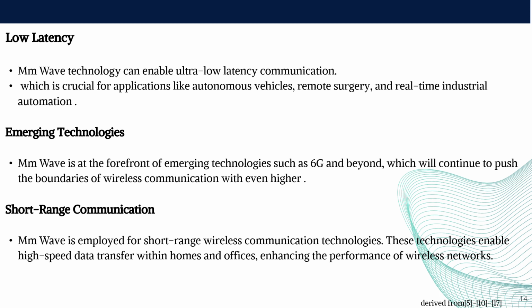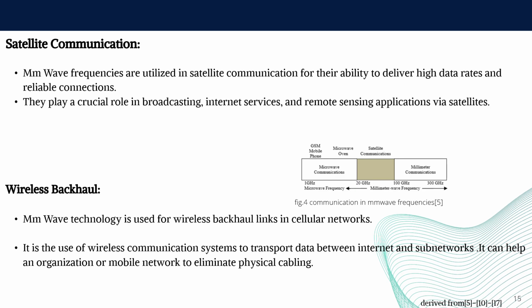Next one is short range communication. The millimeter wave has a high frequency range, so it has a short wavelength and it is also used for short range applications. The millimeter wave is employed for short-range wireless communication technologies. These technologies enable high-speed data transfer within homes and offices, enhancing the performance of wireless networks.